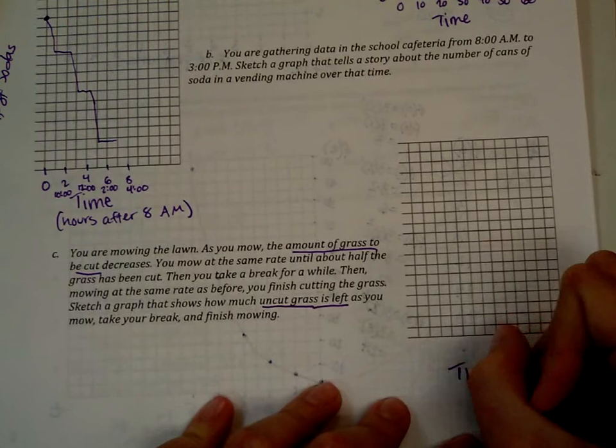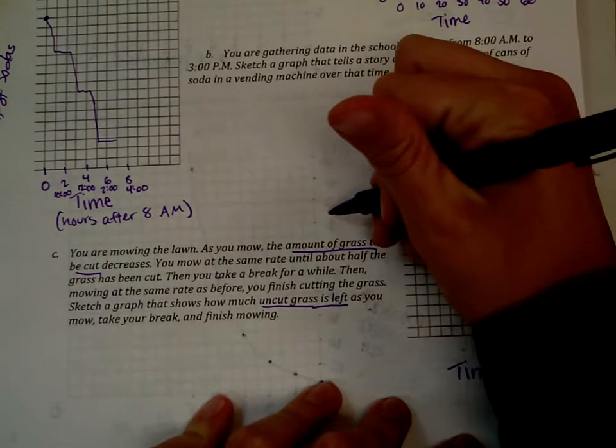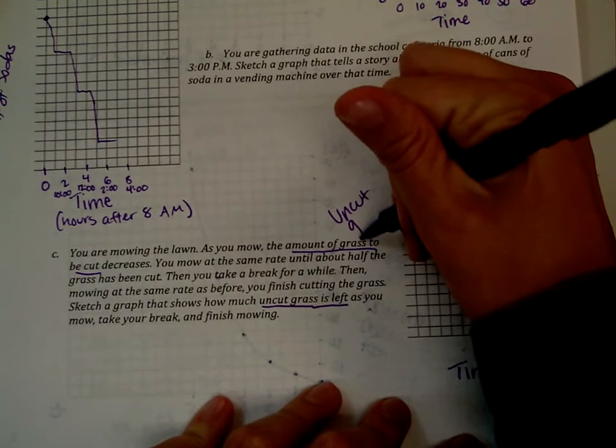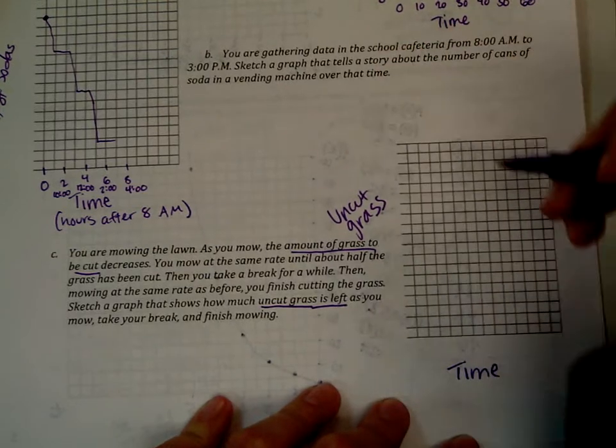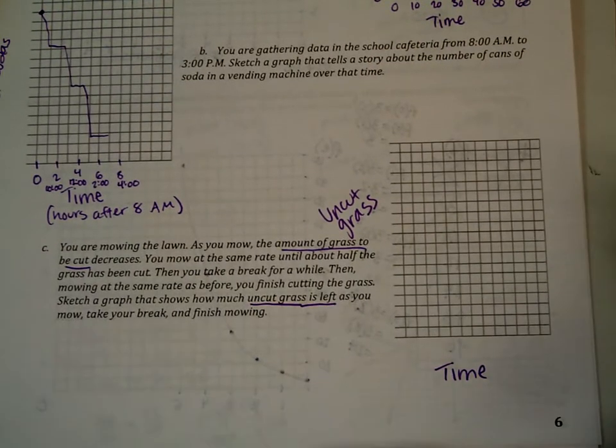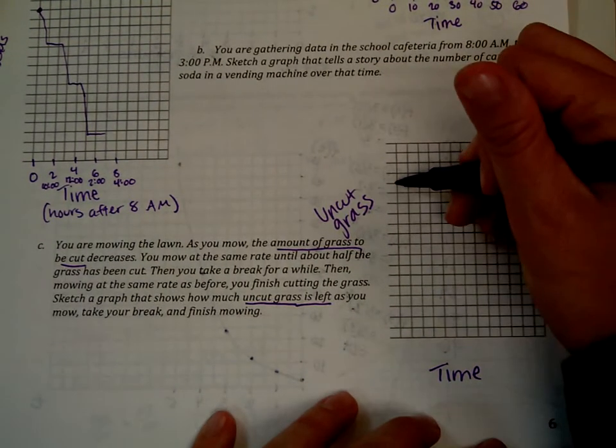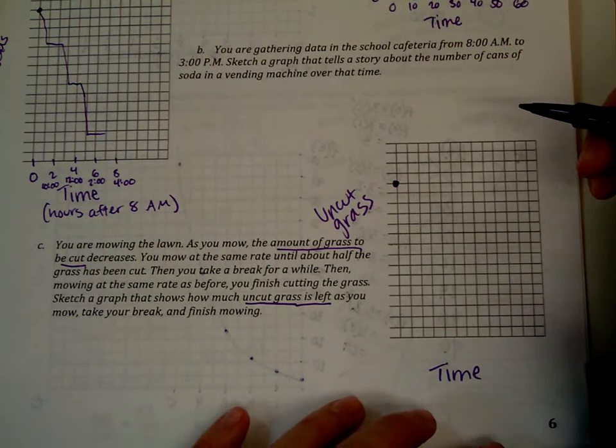So this will be time, and the y-axis will be uncut grass. We're not going to label any, we're not going to scale it since we don't really have numbers. But let's say we start here with our uncut grass.